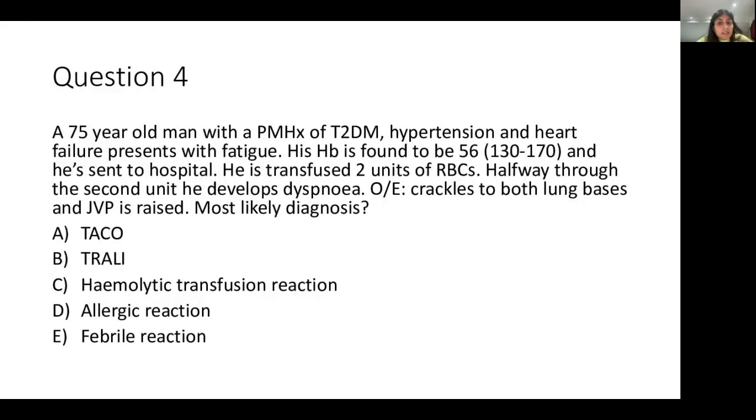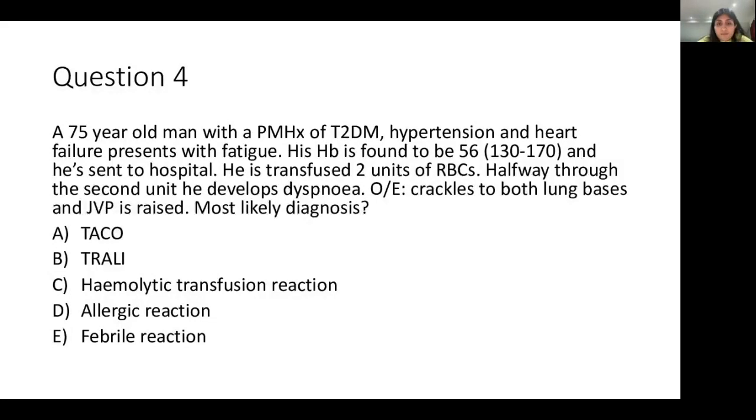You never know. So yeah, and then his raised JVP also tells us that he's fluid overloaded. So that's the main reason. And with the symptoms, so the shortness of breath, the crackles, it's difficult to tell the difference between TACO and Charlie. But the main things here are the past medical history of heart failure and the raised JVP. With Charlie, you wouldn't really have a raised JVP. And I didn't give you a blood pressure here, but just to reiterate, blood pressure would be normal or low in Charlie, and blood pressure would be raised with TACO.